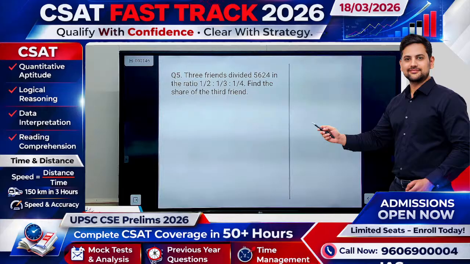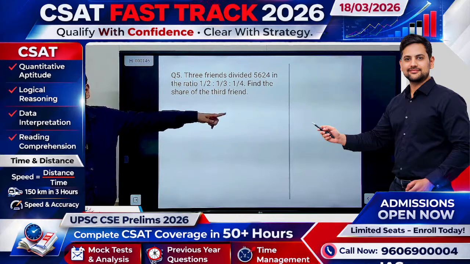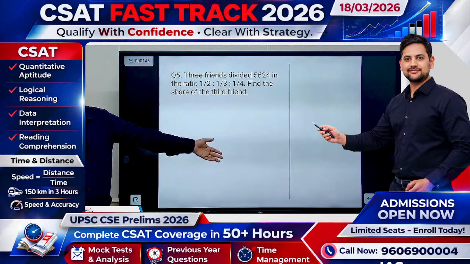If the ratio is 1/2 ratio 1/3 ratio 1/4, first thing, just try to convert it into a better ratio. That is, just multiply them with a bigger number so that it becomes whole numbers. For example, if I multiply this whole ratio with 12, it will become 6:4:3. That is much easier to deal with.